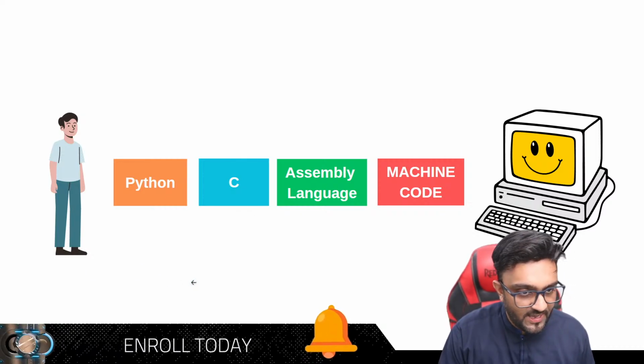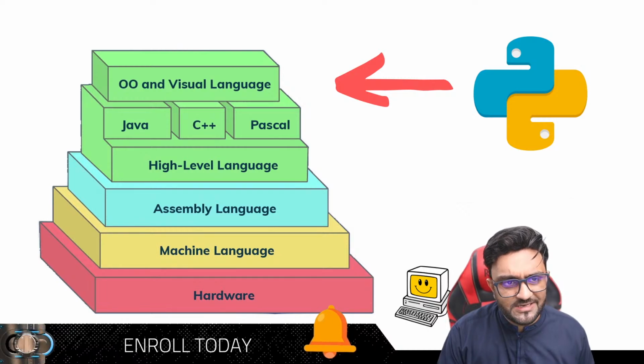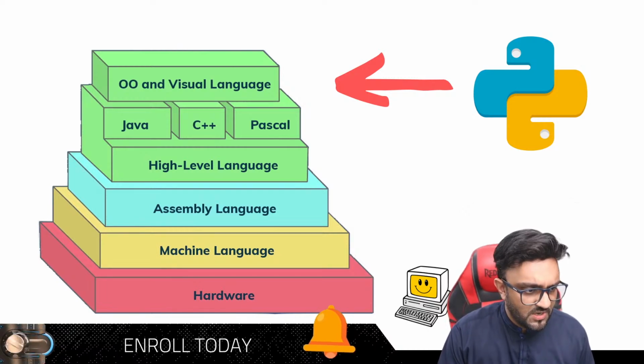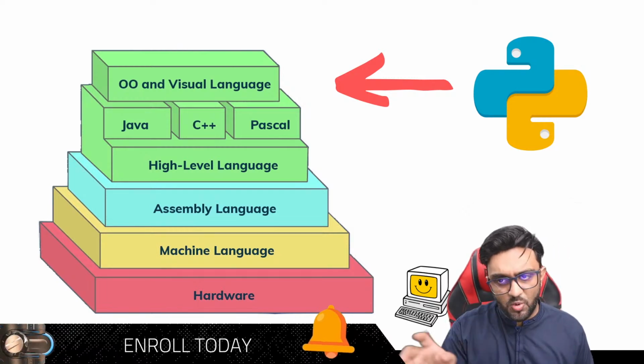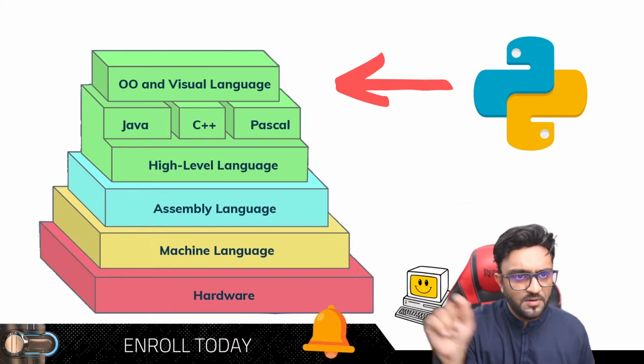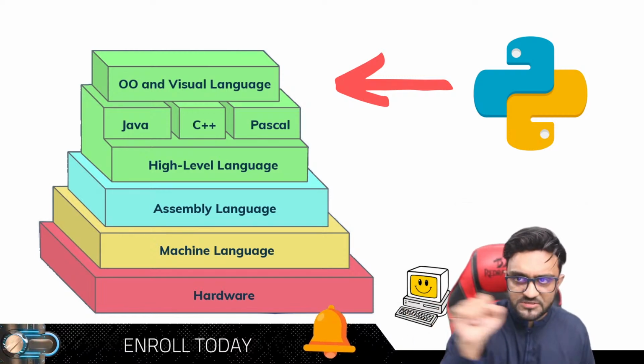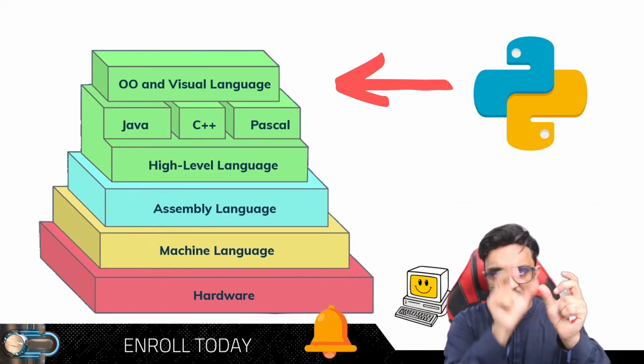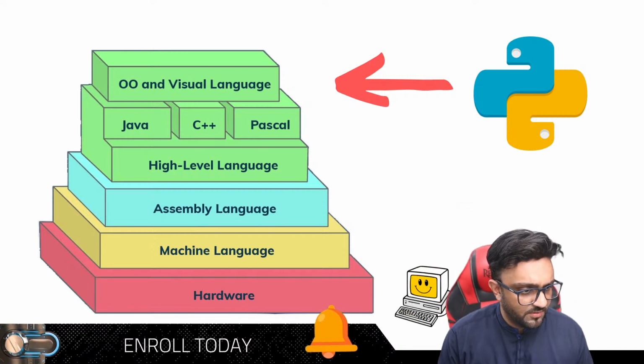What is visual language? Visual languages are basically like block languages where you don't actually type the code, you just drag and drop blocks. If this happens, then do this, bring the block here, move it there, and so on.